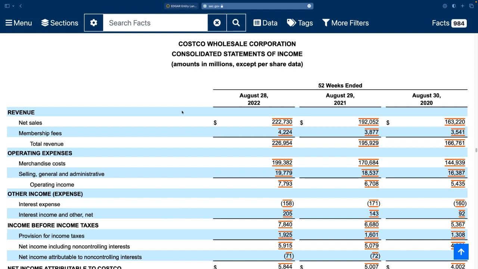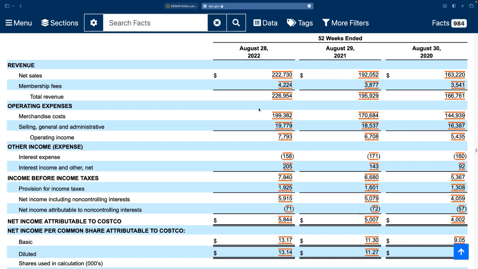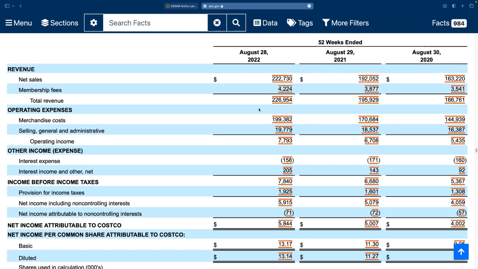So what we have here is for Costco, you notice we have 3 years of income statements. If you remember, the balance sheet only had 2. So there's 3 years of income statements. And what I want you to check on here is I want you to pick 3 different companies again. It can be the same 3 companies you used before, or you can pick some new companies. I don't care. Just pick 3 companies.